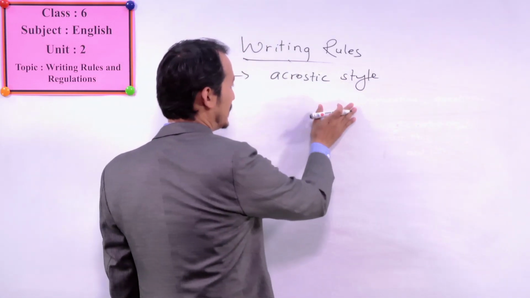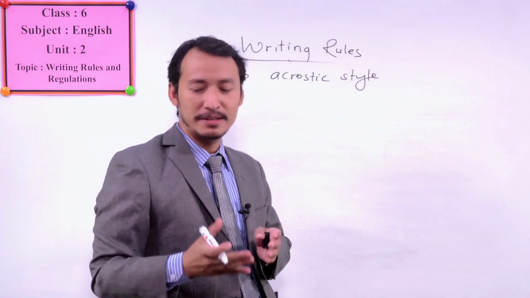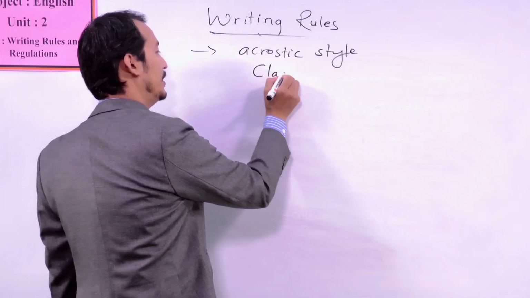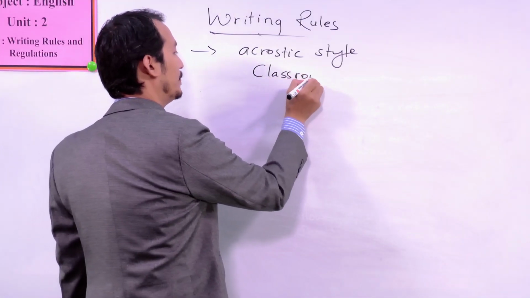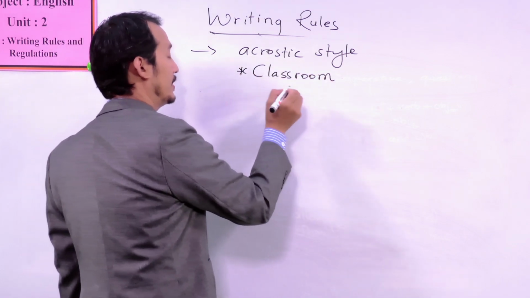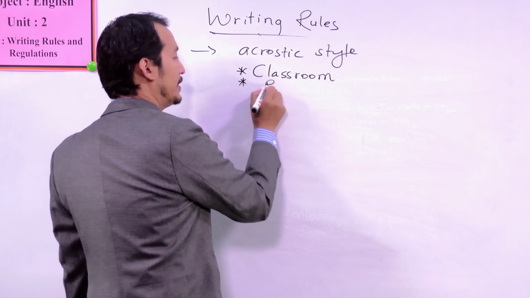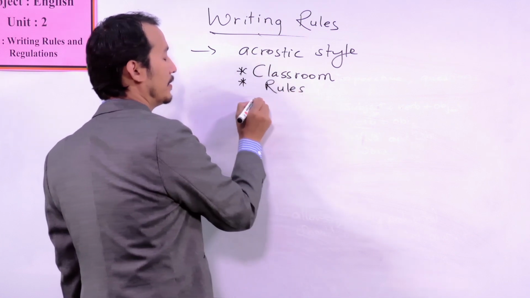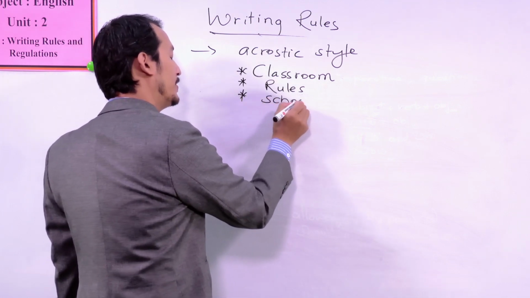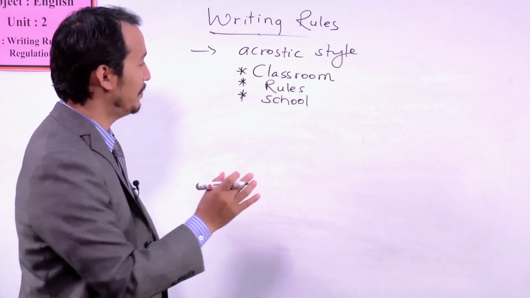Acrostic style means you take the first letters of certain words. For example, you can take the word classroom, or similar words. You can take certain words for writing in acrostic style, or you can simply write rules, or you can also write school and follow the acrostic style of writing. For example, let me show you.